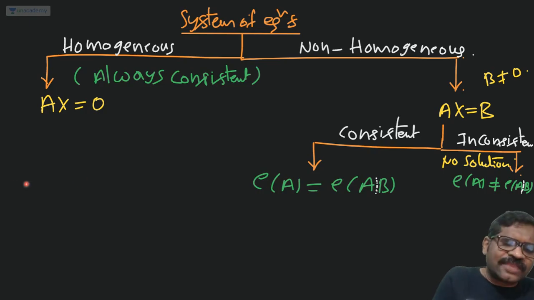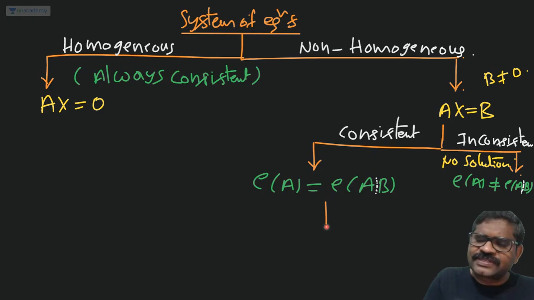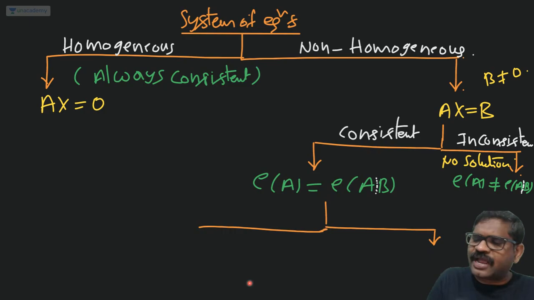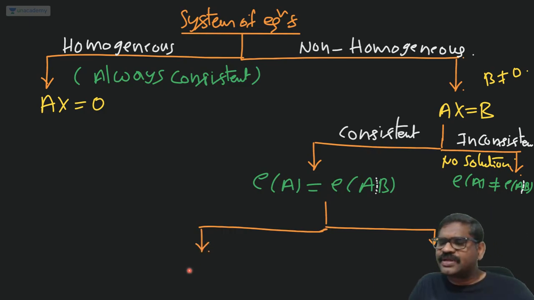Now, if it is consistent, it possesses either a unique solution or infinitely many solutions. Rudra, you will get it only by example. Okay? First you draw the tree diagram. I already told you, you note down the tree diagram. Next I will explain with examples.